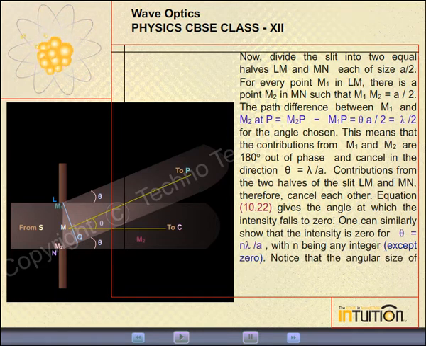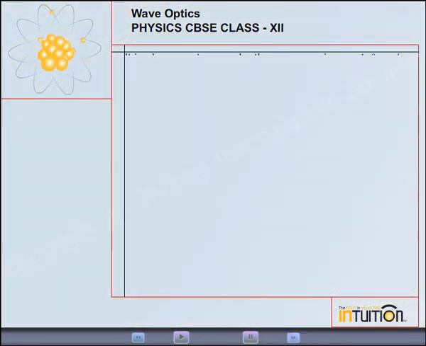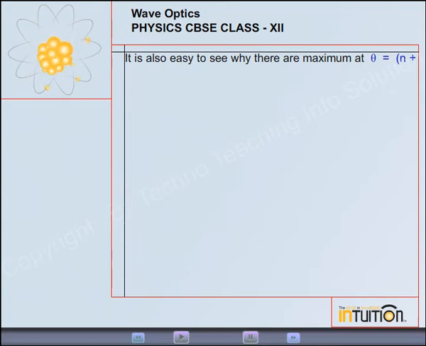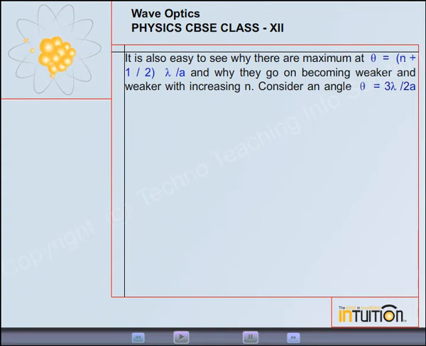Notice that the angular size of the central maximum increases when the slit width a decreases. It is also easy to see why there are maxima at θ equal to (n + 1/2)λ/a, and why they go on becoming weaker and weaker with increasing n.